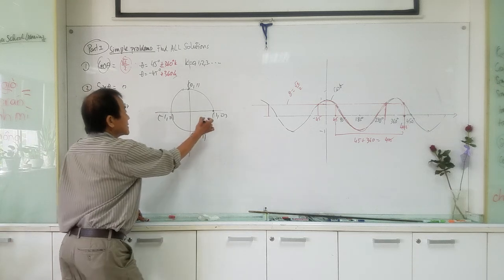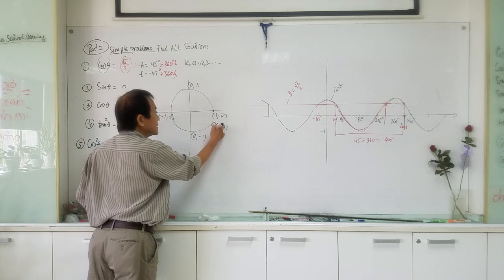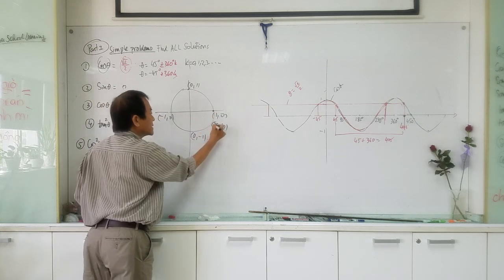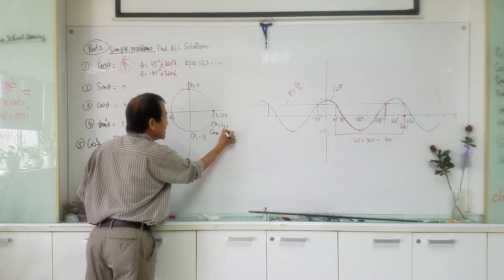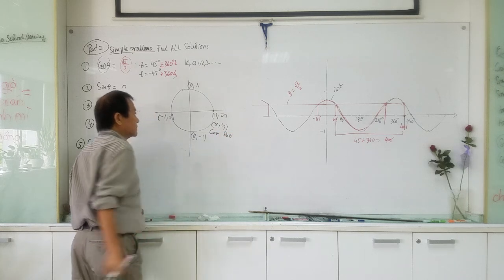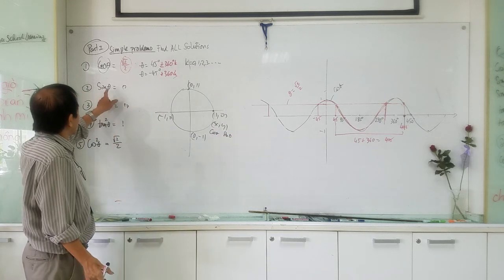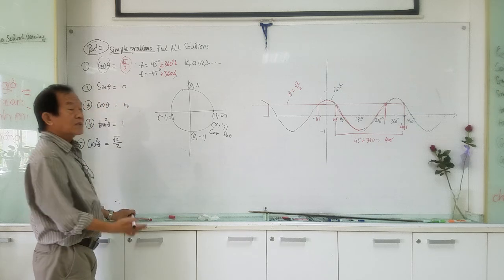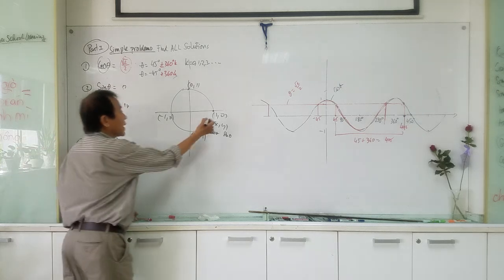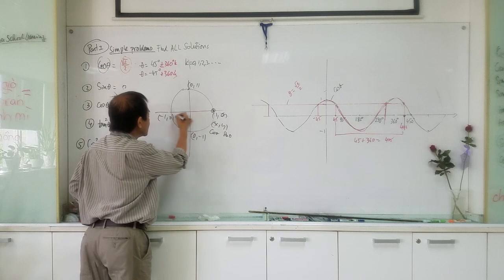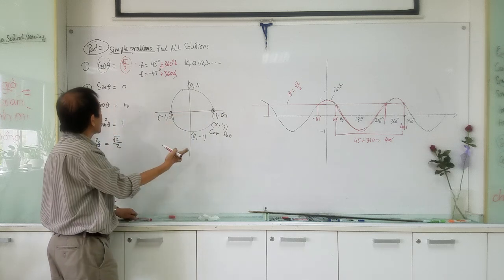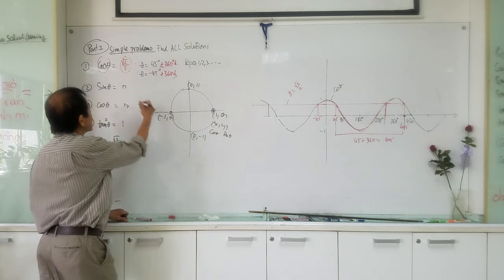Now, this one is x, this one is y, right? X is cosine, y is sine: cosine theta, sine theta. So sine theta equals 0 means y equals 0, so right here and right here, right? Therefore your solution can be very simple.